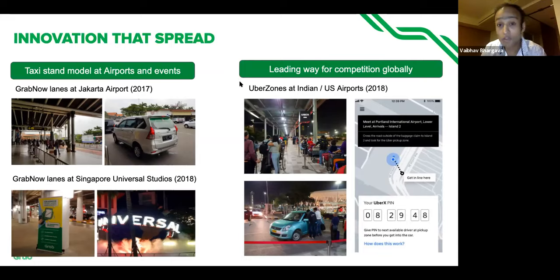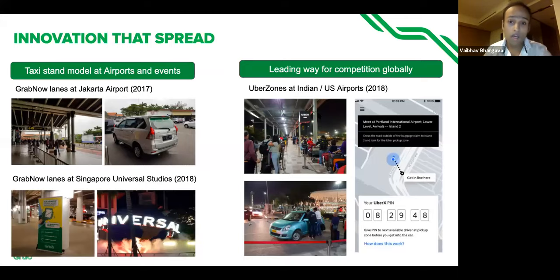And that actually led the way for some of the competition globally. Uber launched its Uber zones in Indian and US airports in 2018, right after the GrabNow lanes were launched. And from the feedback I've seen, people really appreciate Uber zones. So maybe it's an example of a market which is not the most advanced in the world actually being able to lead the way in certain innovations.